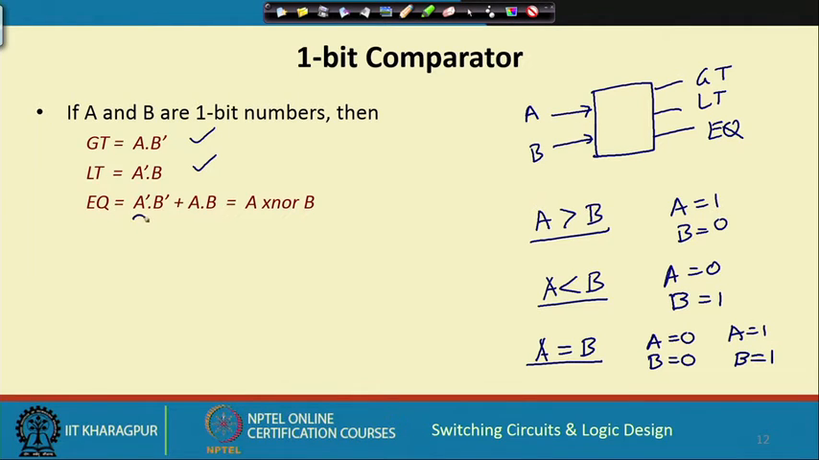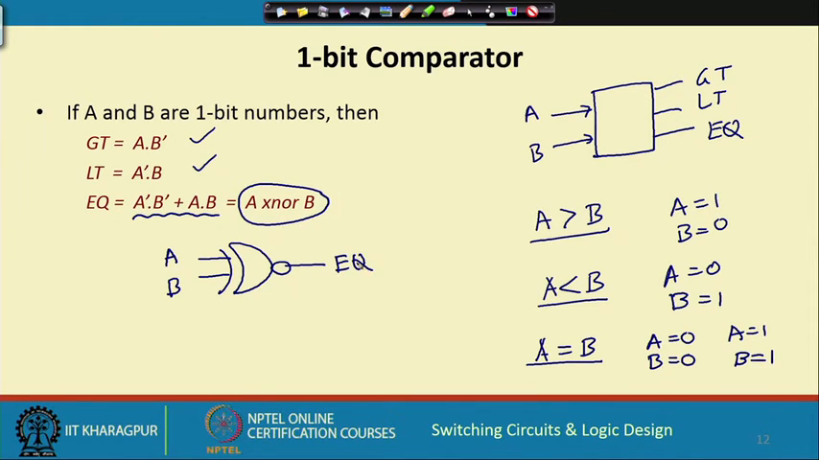This can be expressed as A bar B bar or A B, which is nothing but the exclusive NOR function. Symbolically it is written like this, exclusive NOR. If A and B are the inputs, the output will be this. Because of this property, XNOR is basically checking equality of 2 bits. This is sometimes also known as the equivalence function or the equivalence gate.